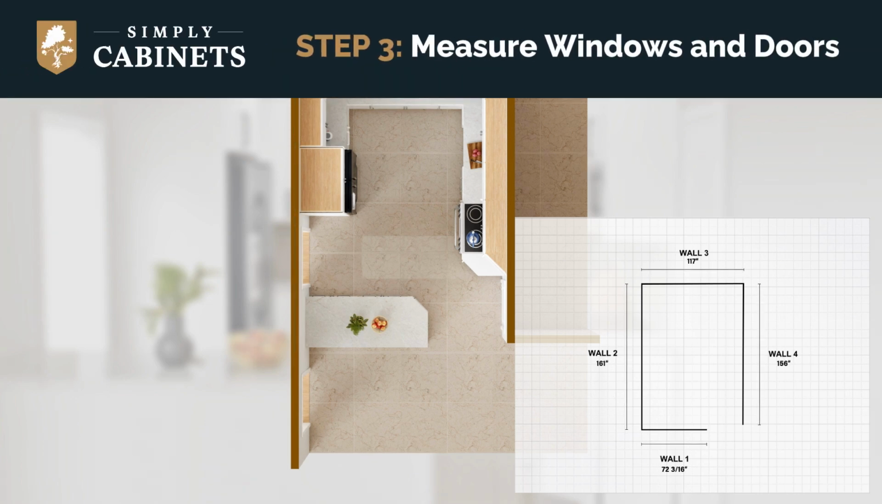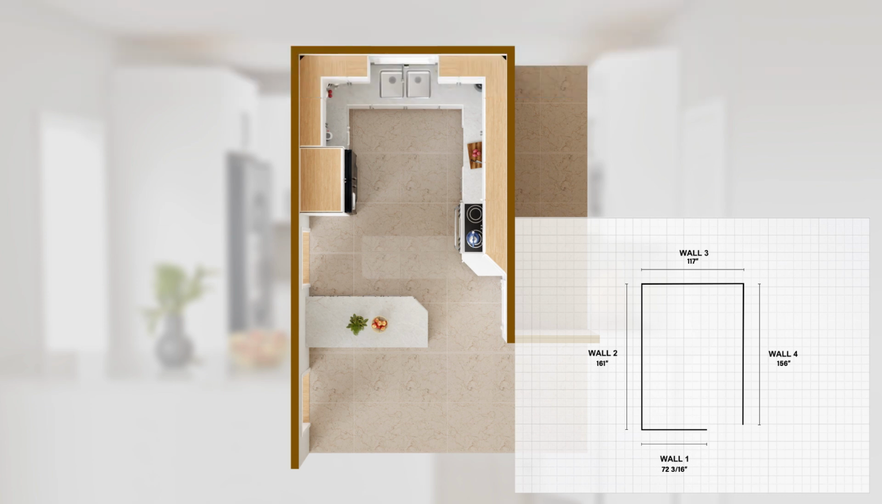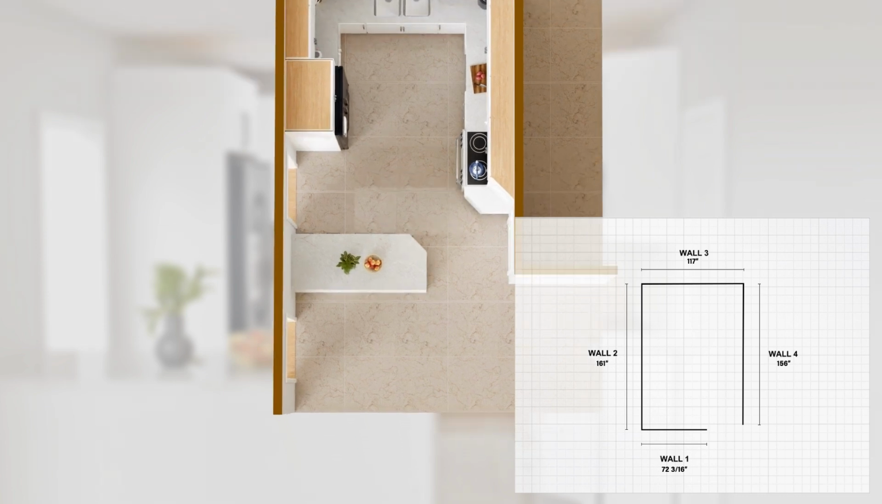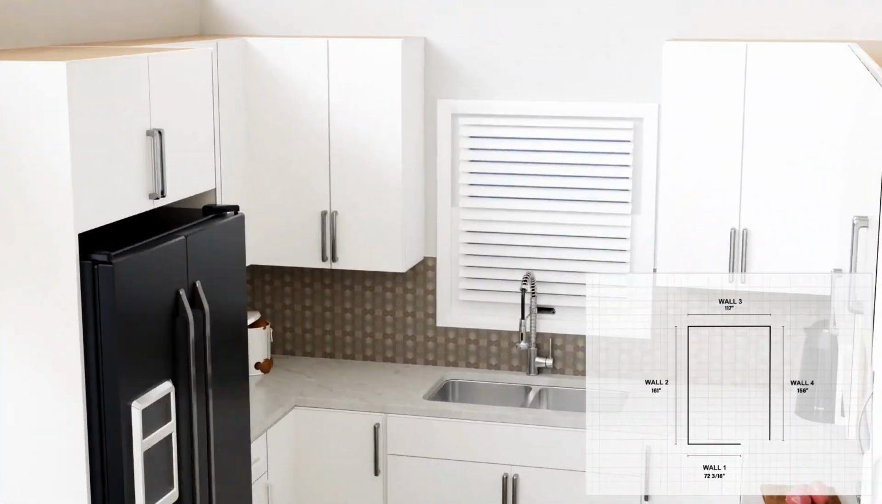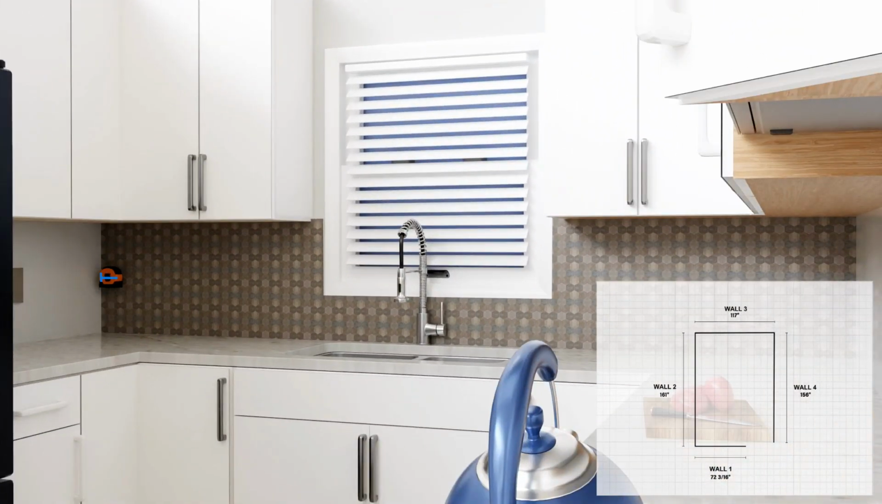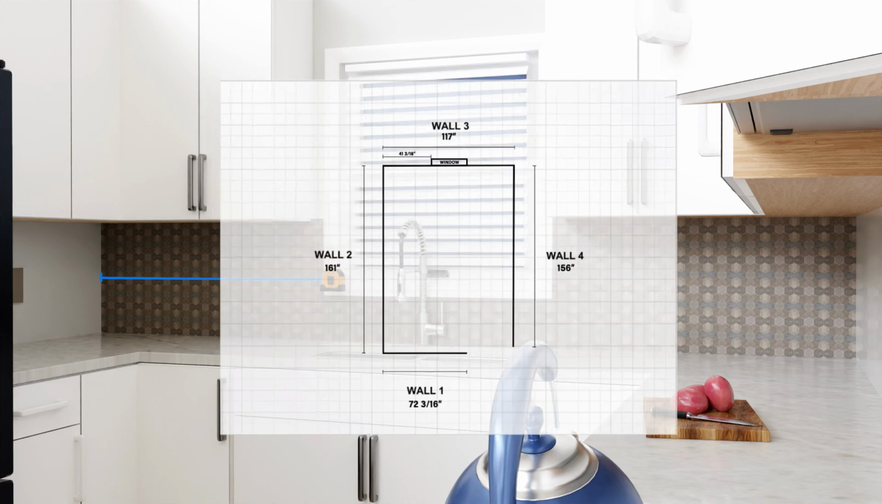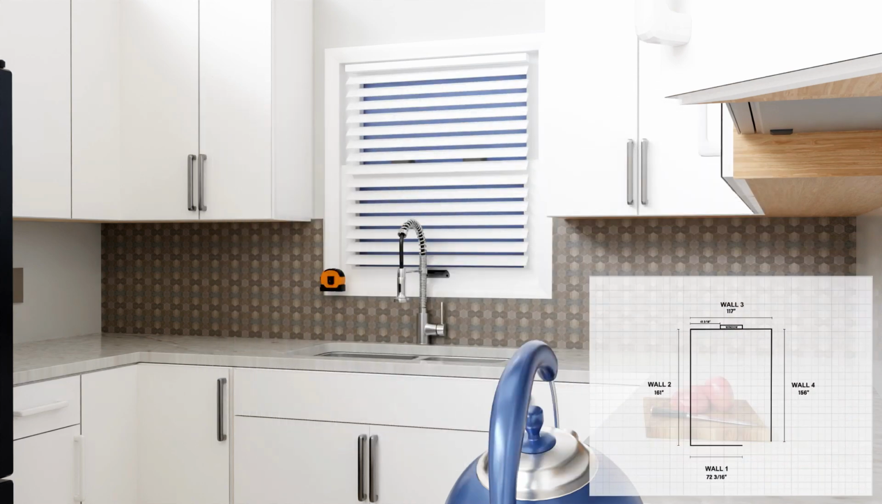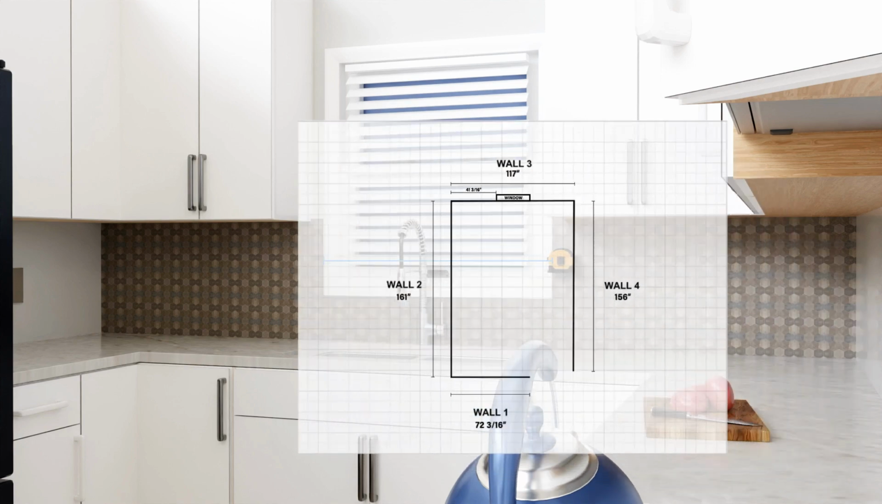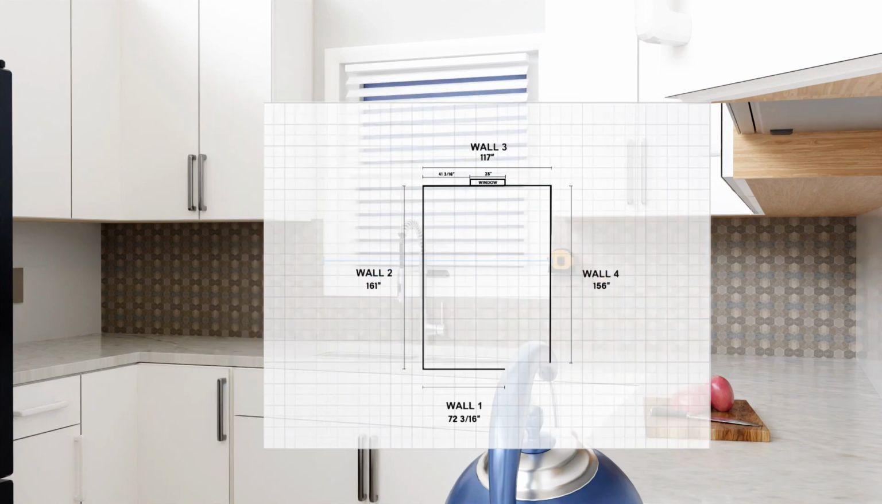Next, draw your window and door openings on the appropriate walls along with their corresponding measurements. To do so, measure the distance from the corner of the wall to the outside edge of the casing on the left side of the opening and mark this on your template. Next, measure the width of the opening from the outside of the trim on one side to the outside of the trim on the other side and mark this on your template.